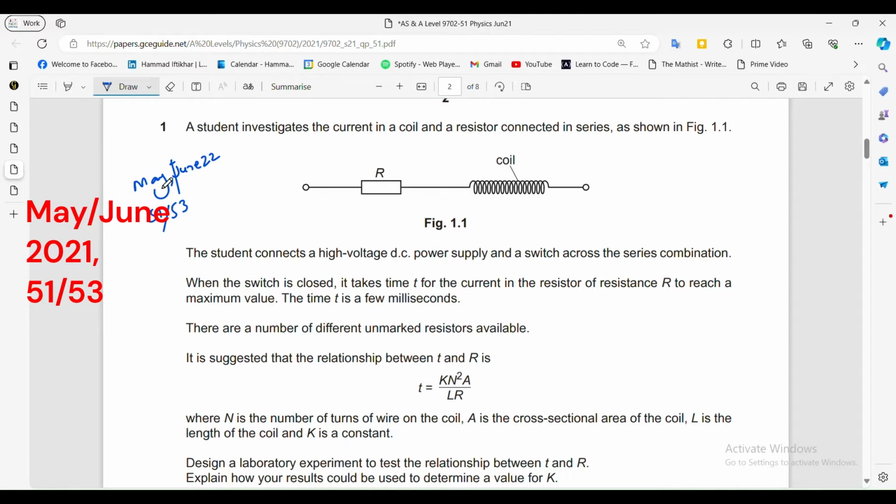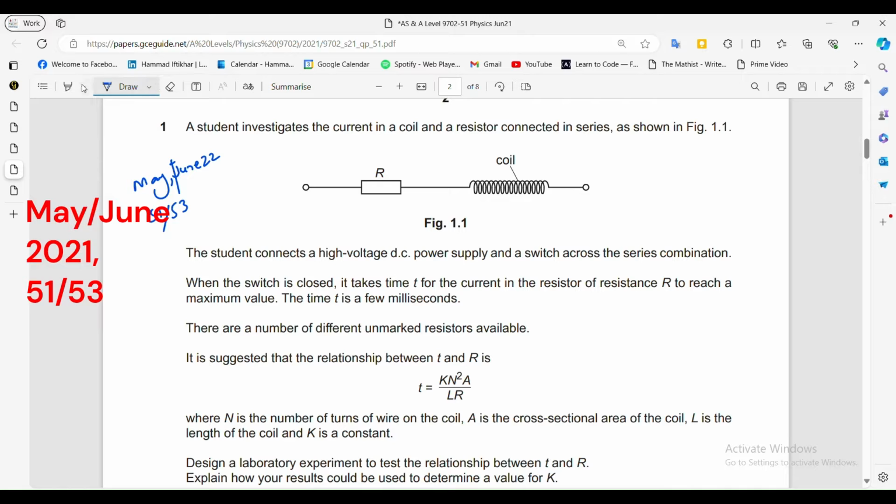Okay, so let's see. A student investigates the current in a coil and a resistor connected in series as shown. The student connects a high voltage DC power supply and a switch across the series combination. When the switch is closed, it takes time t for the current in the resistor of resistance R to reach a maximum value. The time t is a few milliseconds. There are a number of different unmarked resistors available.